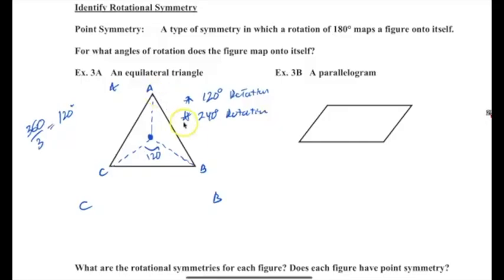120 got the A moved to the B. We moved 120 degrees from here to here. Then when we moved from here to here is another 120, so it's a total of 240.